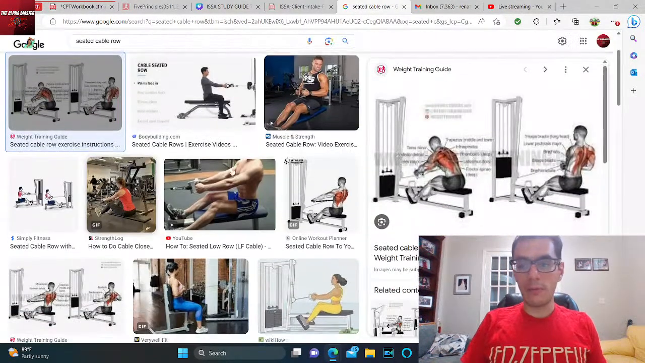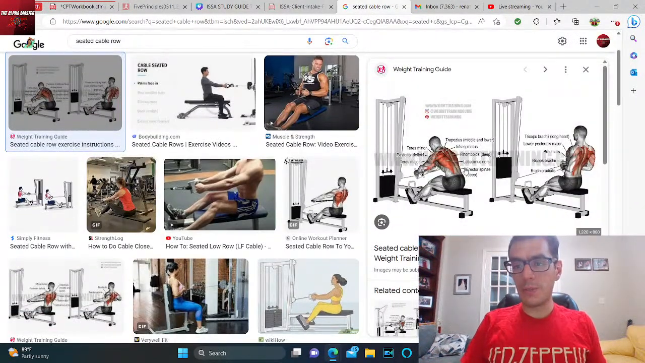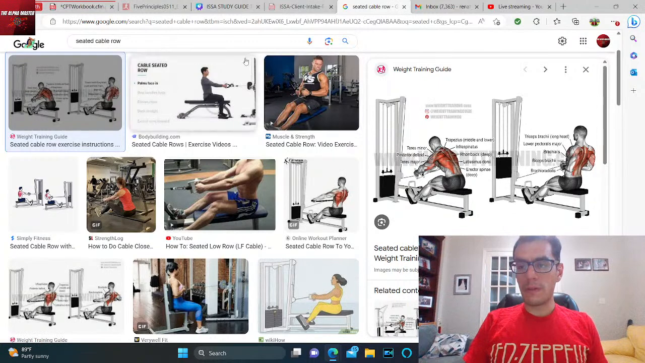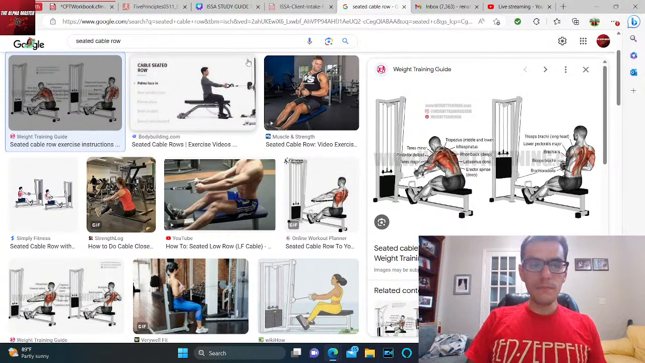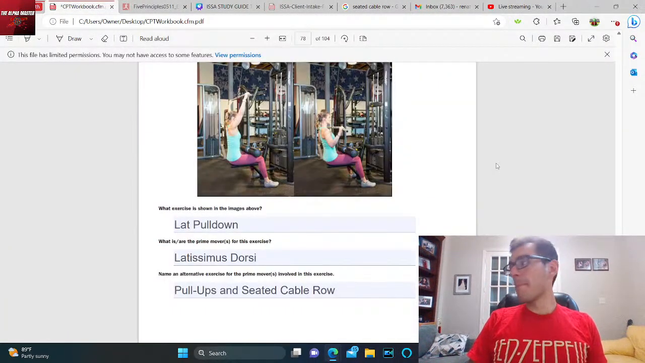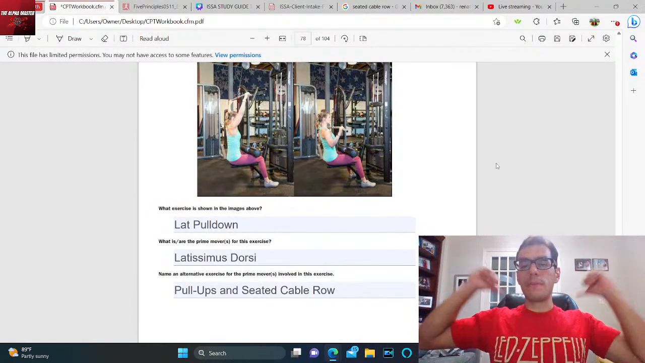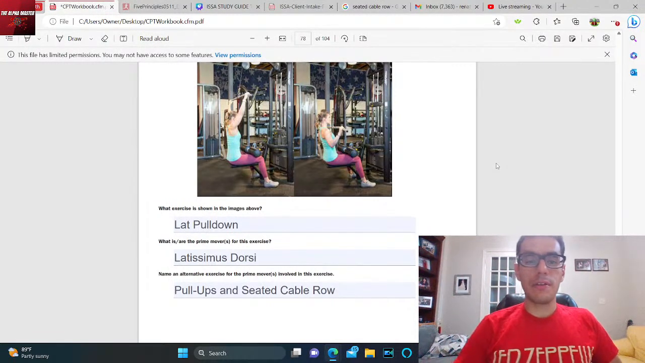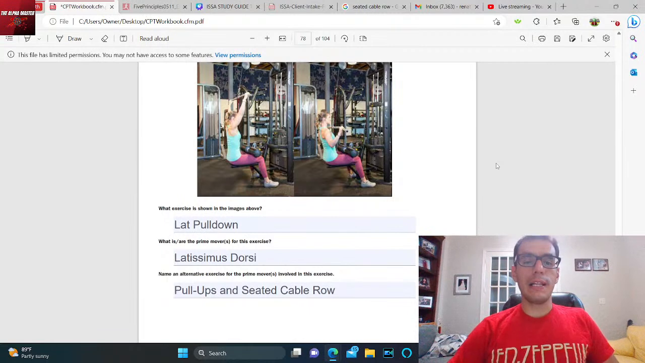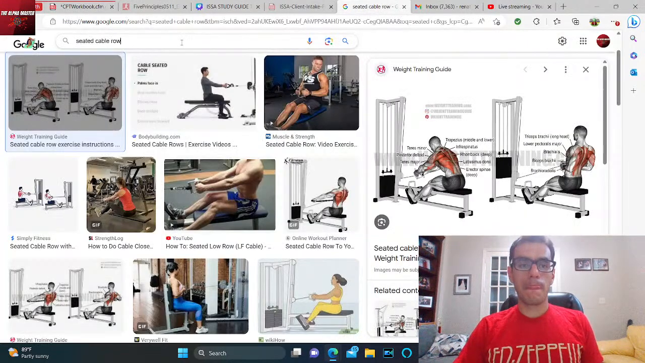The pull-up and the seated cable rows work the latissimus dorsi, the rhomboids, the infraspinatus, the trapezius, the teres minor, the posterior deltoid, the teres major, the brachialis, lower pectoralis, long head of the triceps. It works the posterior muscles. The exercise shown in the images above is going to be the lateral pull-down.